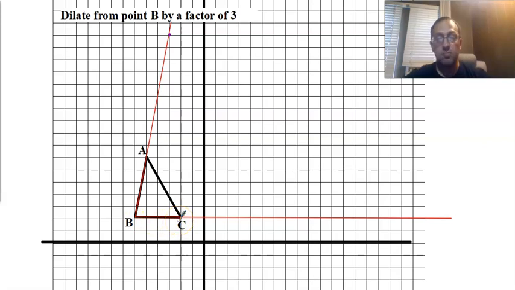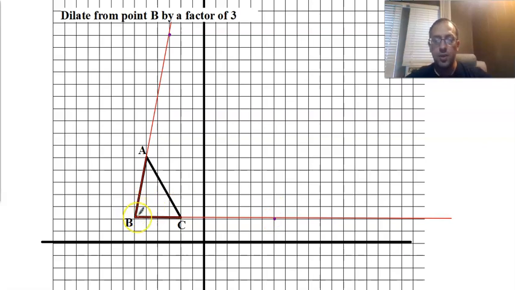So point C was just to the right 4. So we're going to go to the right 12, because it's 12 units from the center. It's 3 times farther than it was before, right? So that's 4, 5, 6, 7, 8, 9, 10, 11, 12, puts it right there.